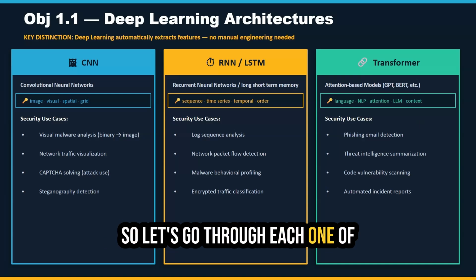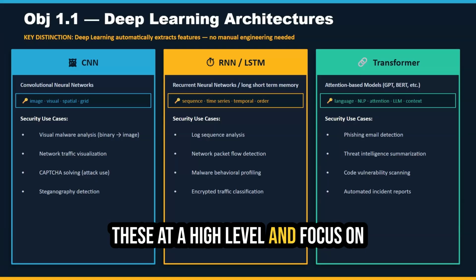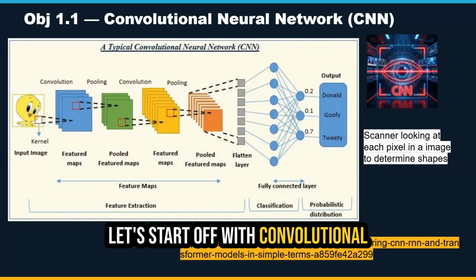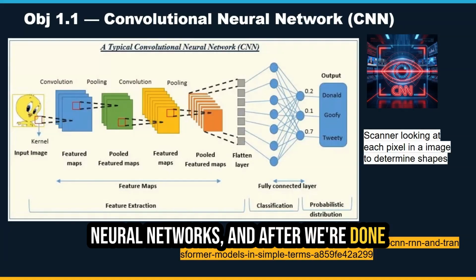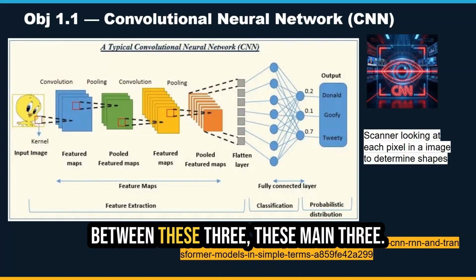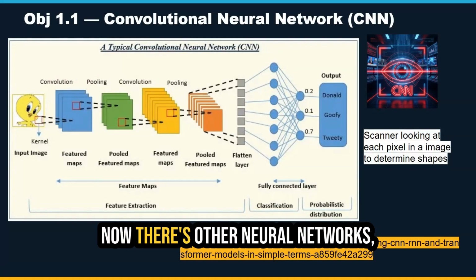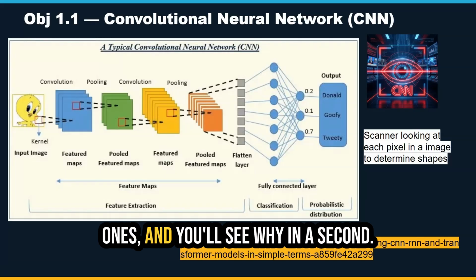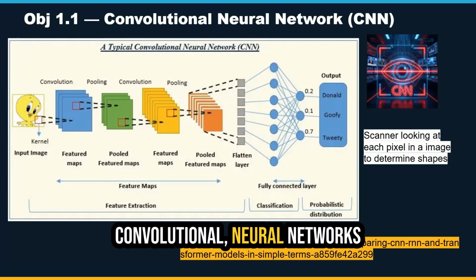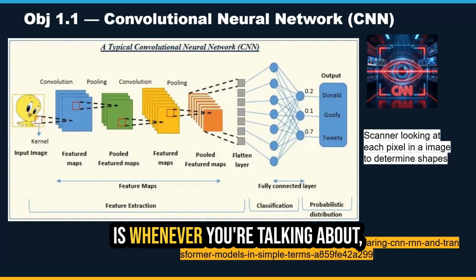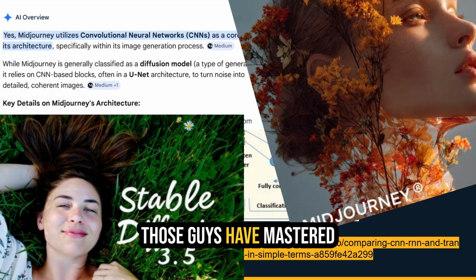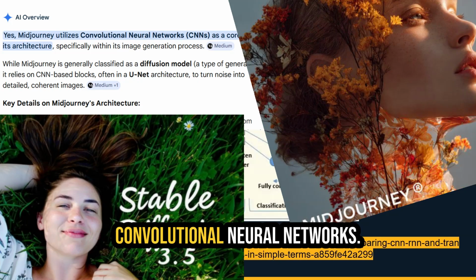So let's go through each one of these at a high level and focus on the security features of each one. Let's start off with convolutional neural networks. After we're done with this, you'll know the differences between these main three. Now, there's other neural networks, by the way, but these are the main ones, and you'll see why in a second. Whenever you're talking about Midjourney or Stable Diffusion, those guys have mastered convolutional neural networks.